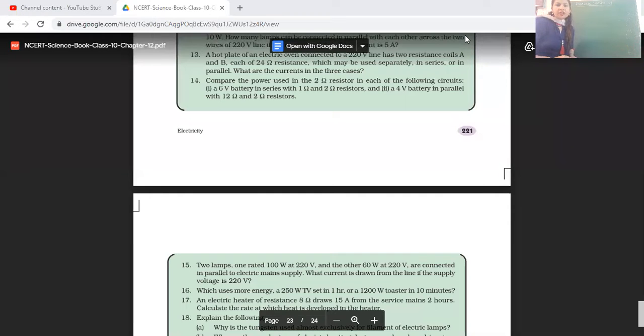Let us do question number 14. Compare the power used in the 2 ohm resistor in each of the following circuits. First is a 6 volt battery in series with 1 ohm and 2 ohm resistors. Second is a 4 volt battery in parallel with 12 ohm and 2 ohm resistors. Okay, so let us have the first case.